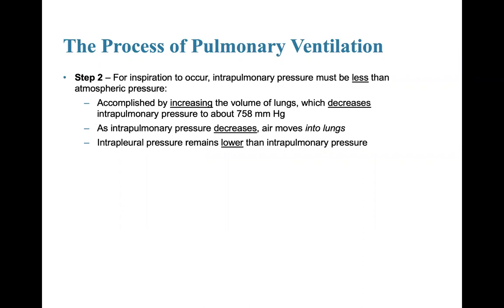Now for the process of inspiration to occur, intrapulmonary pressure must be less than atmospheric pressure. And in order to do that, you need to increase the volume of the thoracic cavity, which will increase the volume of the lungs. The diaphragm and the muscles of the ribs will accomplish this, and that will cause an increase in the volume within the lungs, which will decrease the intrapulmonary pressure to about 758. Atmosphere doesn't change, atmosphere is 760, so now you're going from higher to lower. And when that occurs, airflow will now occur inward into the lungs.